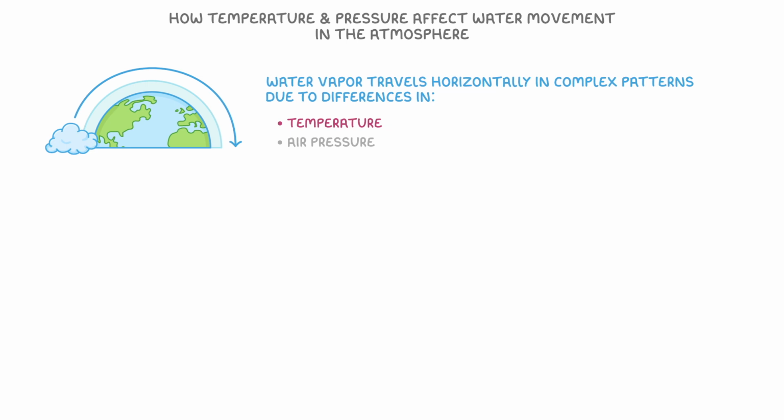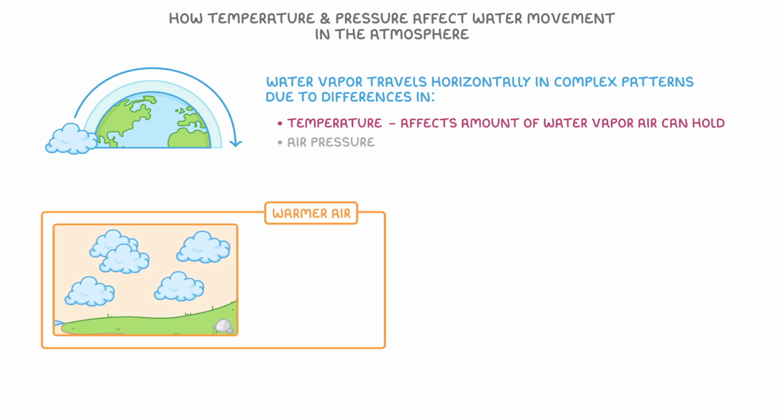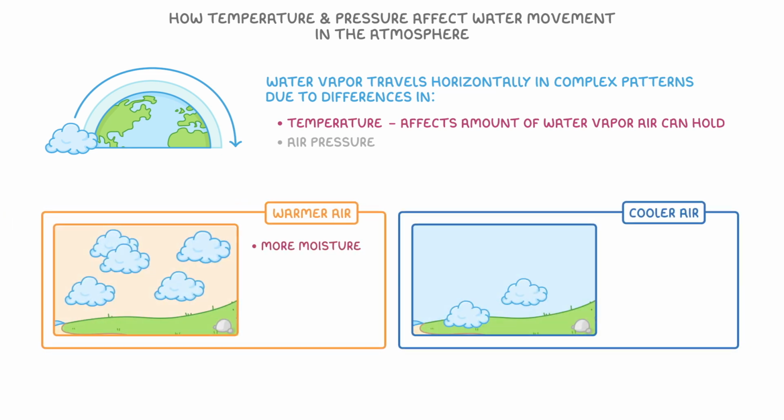In terms of temperature, this affects the amount of water vapor that the air can hold, where warmer air holds much more moisture than cooler air, making the cooler air more dry. Differences in air pressure are important because they drive the formation of winds, and winds are the main force that move water vapor around in the atmosphere.